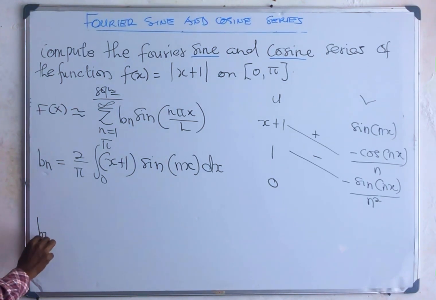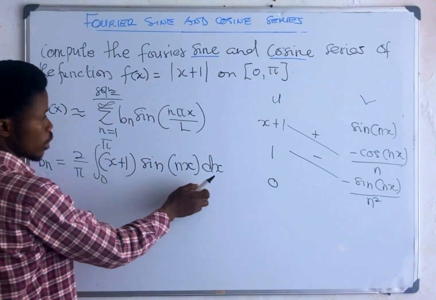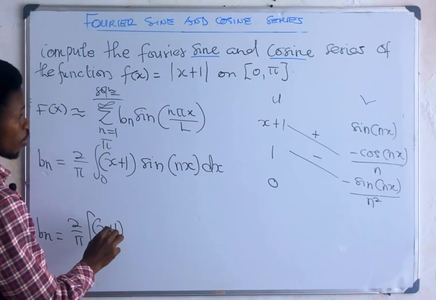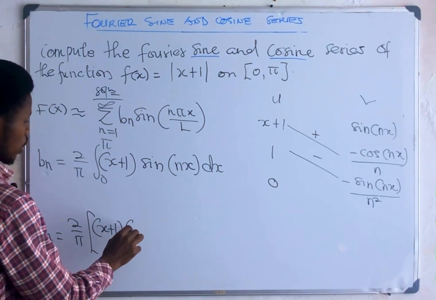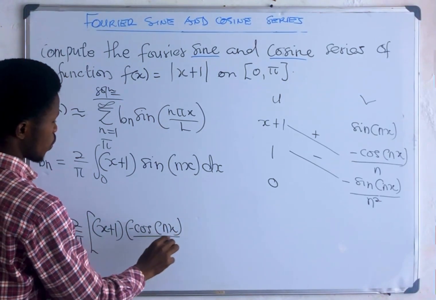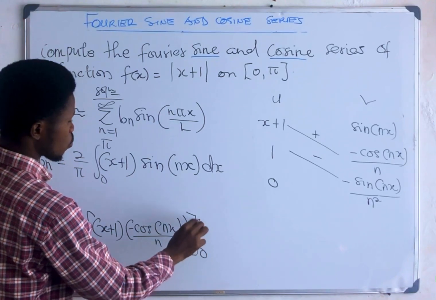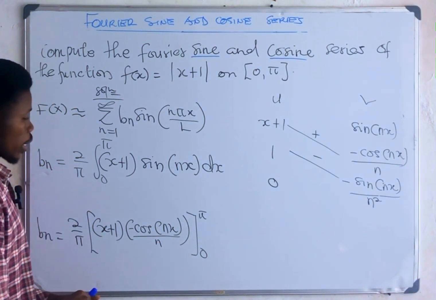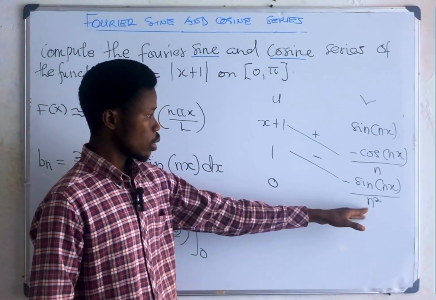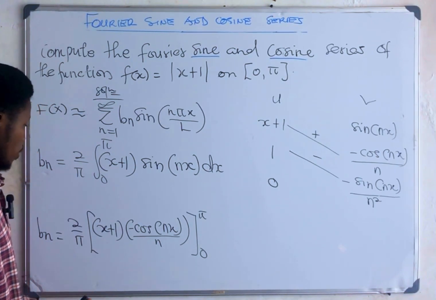So you're going to have our bn to be 2 over pi. So this is what I have integrated. And that one is giving me x plus 1 multiplied by negative cos nx all divided by n, 0 to pi. I did not bring the sine because at the end of it all, the sine will be 0. The sine will be 0. So that is why I didn't bring it.